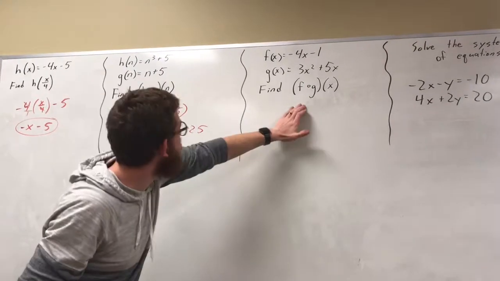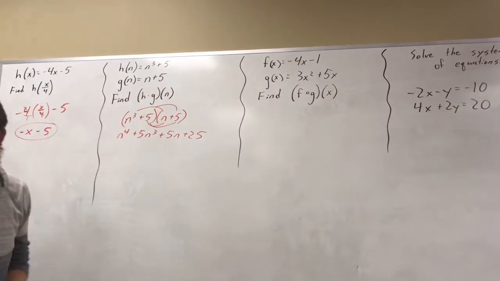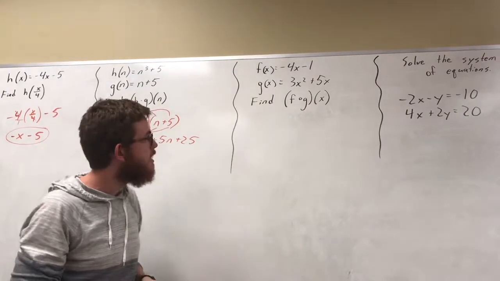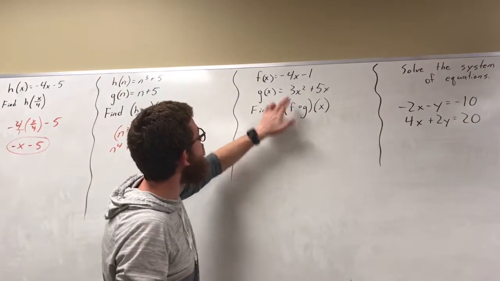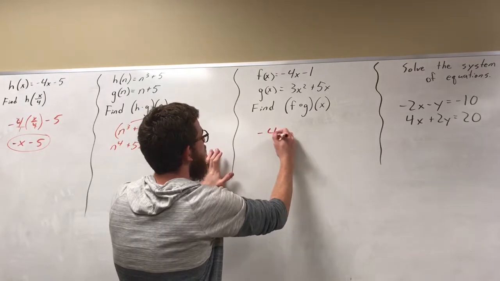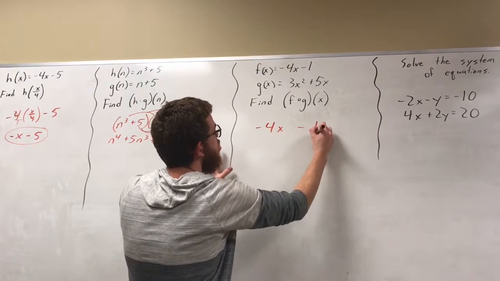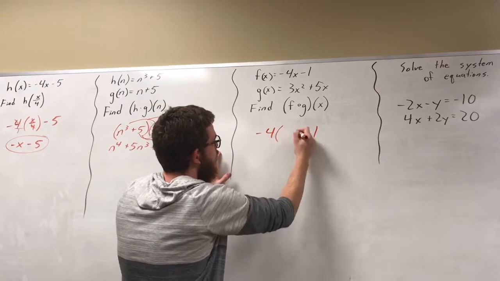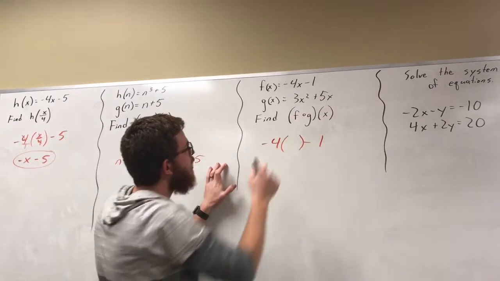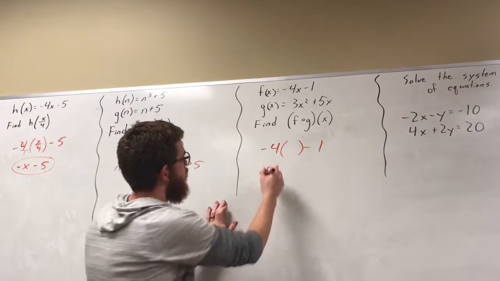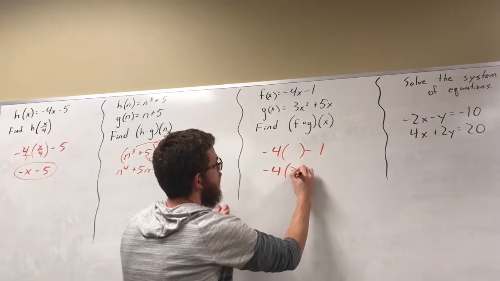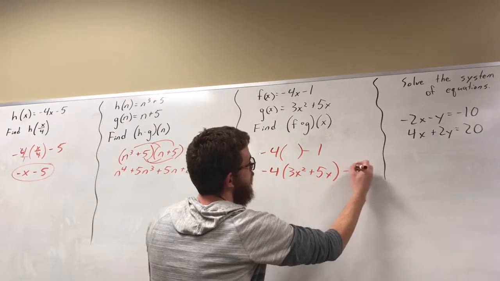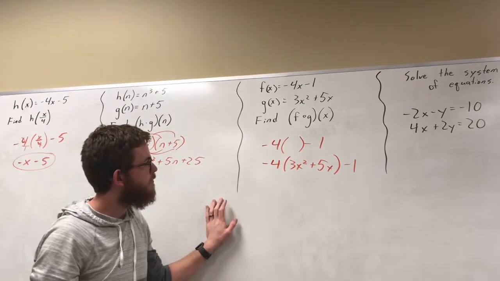Moving on, we have f composed of g of x. Well, this is different than multiplying our two functions together. This says f is composed of g. So we have our f function, this negative 4x minus 1, and where x is, we're going to replace it, and in here we're going to plug in our g of x function. So I have negative 4 times 3x squared plus 5x, and then minus 1 at the end.